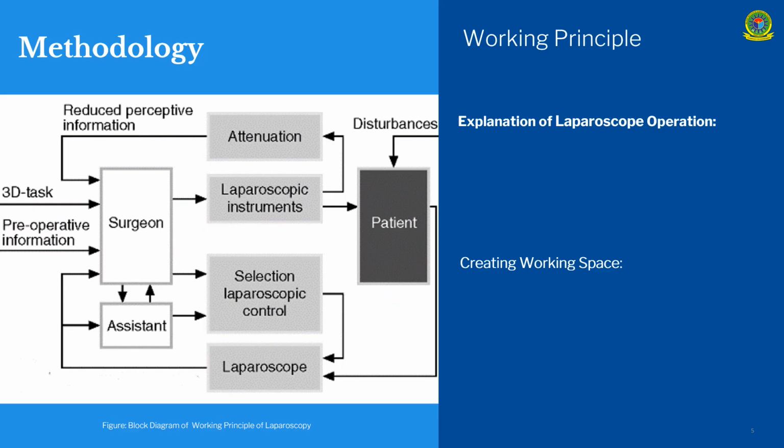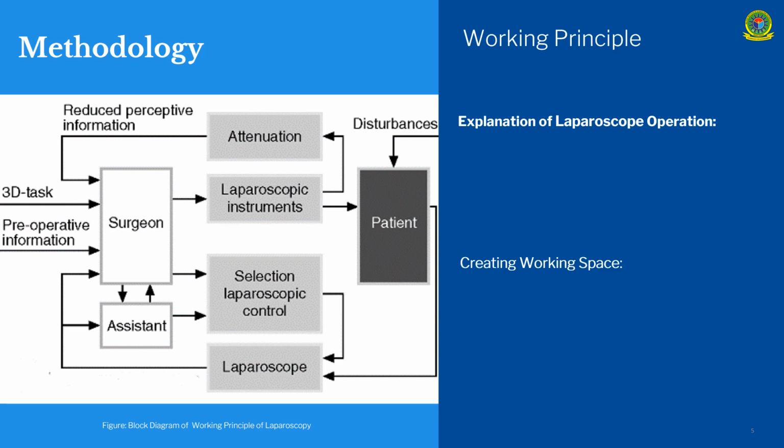In the methodology section, we can see a block diagram of the working principle of laparoscopy. Actually, the surgeon needs some preoperative information to know in which part of the body they should operate. After getting that information, the surgeon and the assistant perform the laparoscopy operation, selecting the laparoscopic control, the laparoscope and the instruments which are needed. Then they apply it on the patient, and they see the feedback on the monitor, and the monitor's output actually helps them to navigate and manipulate the whole procedure.